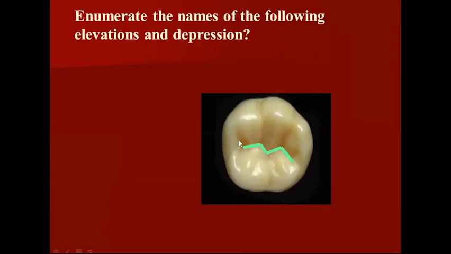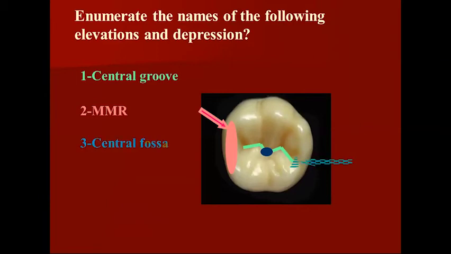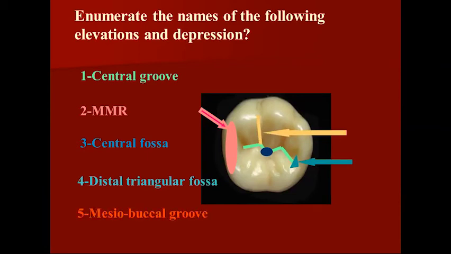This is the central groove. This is the mesial marginal ridge. This is the central pit and central fossa. Distal triangular fossa. Mesiobuccal groove.